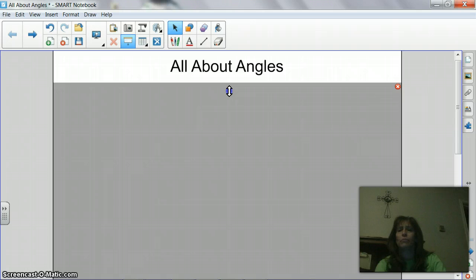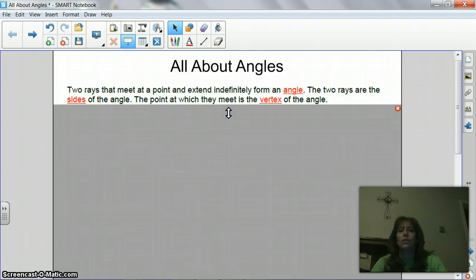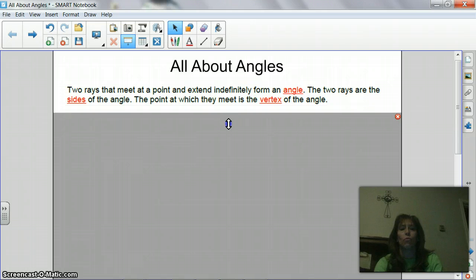Some of this is going to be very familiar to you because you've done it before, but some of it's going to be kind of new. So to start with, an angle is two rays that meet at a point and extend indefinitely. So basically you have a ray going one direction and another ray going the other direction, and where those two begin is where they form an angle. And the two rays are the sides of the angle, and the point at which they meet is called the vertex. Hopefully you've heard of some of this vocabulary before.